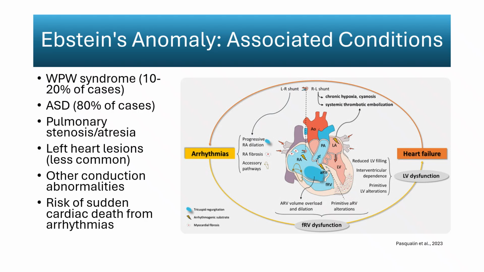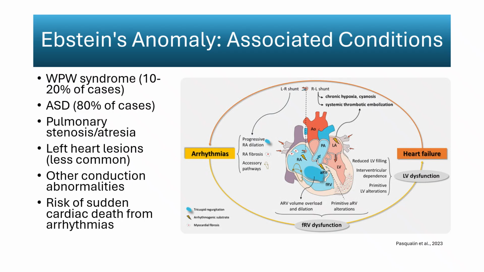Several associated conditions shape risk and management in Ebstein's anomaly. Accessory atrioventricular pathways are common, with Wolff-Parkinson-White syndrome in roughly 10 to 20% of patients, predisposing to supraventricular tachycardia and occasionally life-threatening events. An atrial septal defect is present in most patients, frequently around 80%, which permits right-to-left shunting and increases the risk of paradoxical embolism.